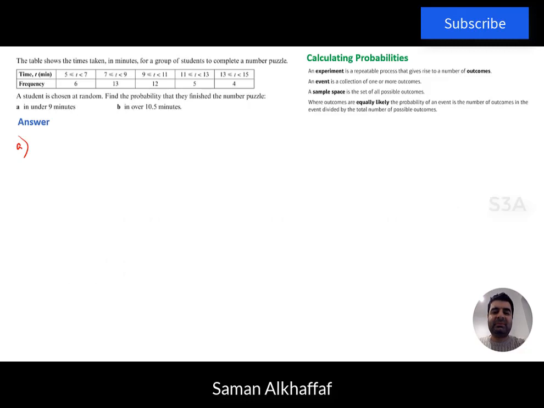So we'll start with looking at the probability of finishing under 9 minutes. So we will look at the cells where it is achieved under 9. So we can see in this scenario we have the 13 and the 6. So we add these two: 6 plus 13. Also for the total, we add all the values of the frequency. That will give us 40. So in this scenario we would have 19 over 40. And this will be our answer for part A.